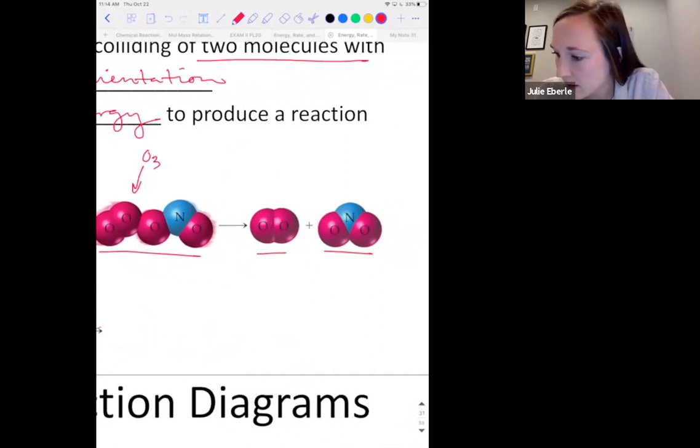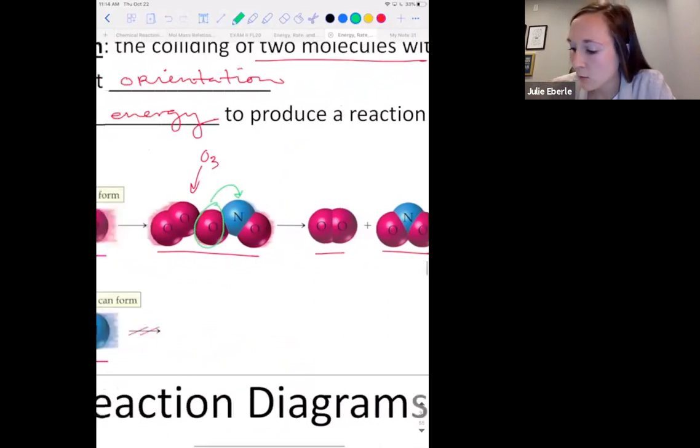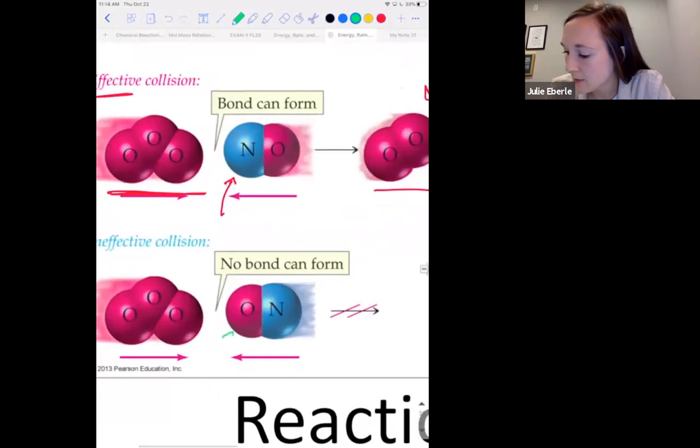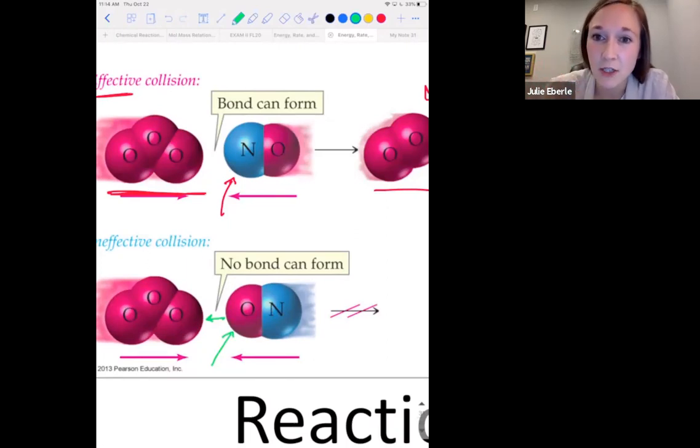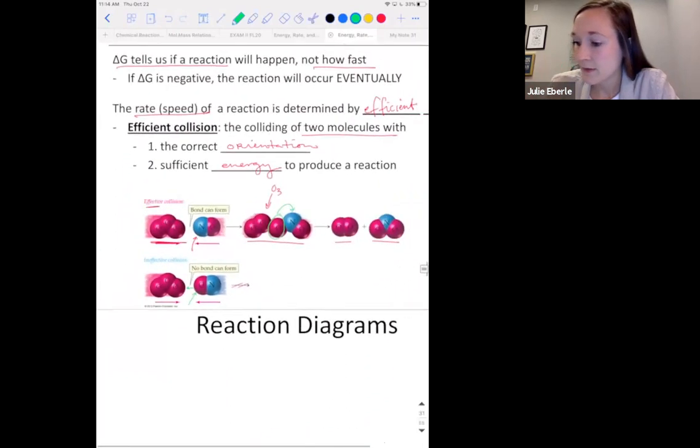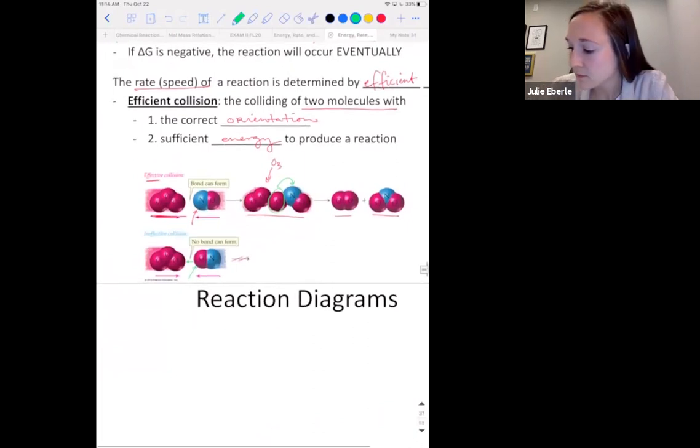I'll do it in green. This oxygen just traded molecules. Now, what if these collide, but this time the oxygen is facing ozone? I know that seems very small and technical, but you'll get no reaction. That's what we mean by an efficient collision. It's got proper orientation. The right atoms are facing the correct way. Correct or sufficient energy is also a part of this, and we're going to look at that in more detail in just a second.